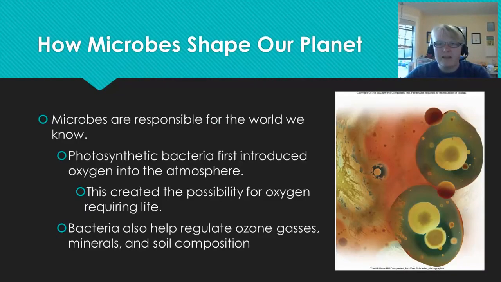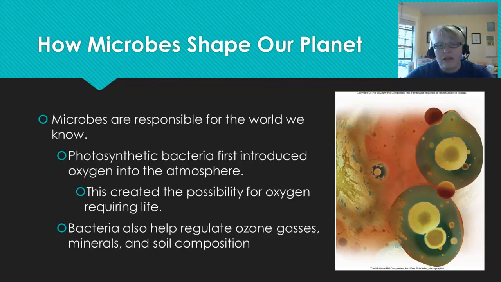So let's talk about how these microbes shaped our planet. Remember how I said that prokaryotes had the Earth to themselves for almost 2 billion years? Well, they were doing a lot of work during that time. For instance, one of the largest contributions that they made was adding oxygen to our Earth's atmosphere. Could you imagine what life would be like if we didn't have that? Life as we know it wouldn't exist. The oxygen that you and I depend on wouldn't be available.